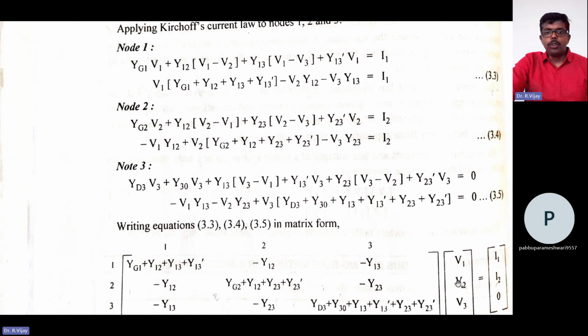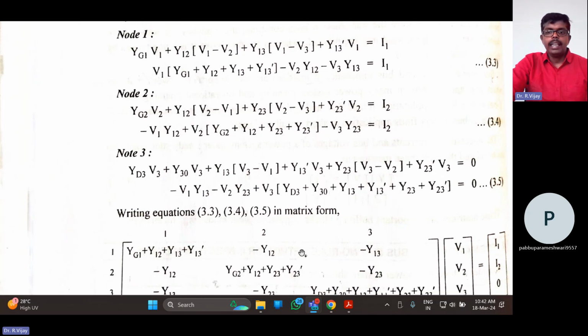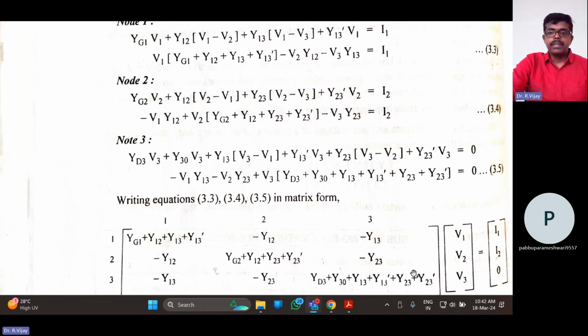Similarly V2, we are taking it outside. So V2 is minus Y12 at node 1. Next, this whole thing we need to take: Y12, Y23 plus Y23 dash. Next, for node 3, V2 is minus Y23.